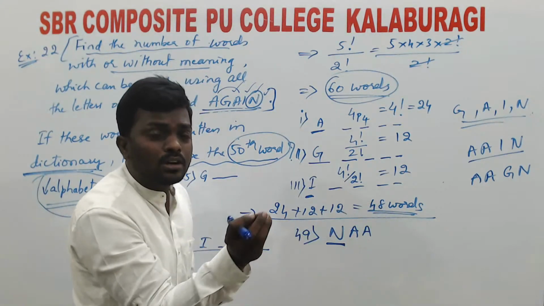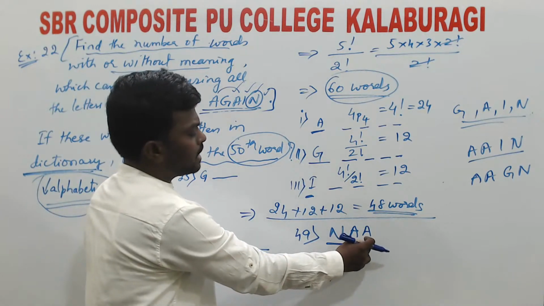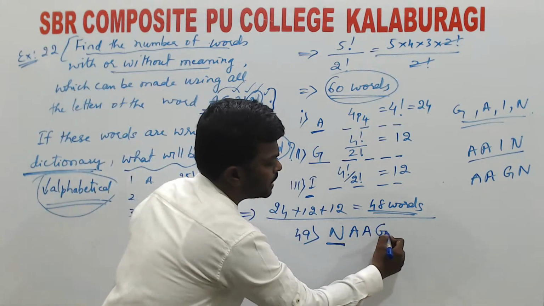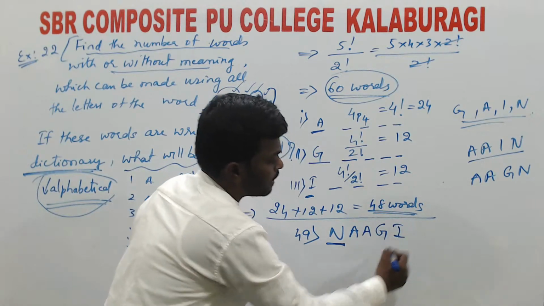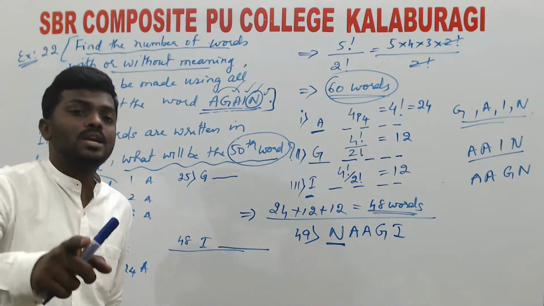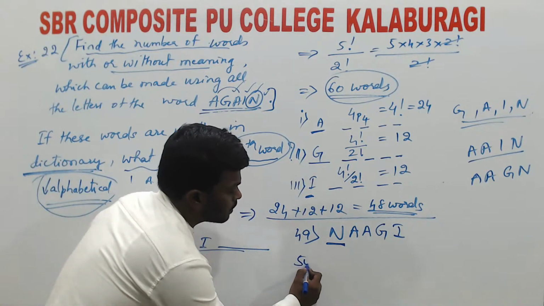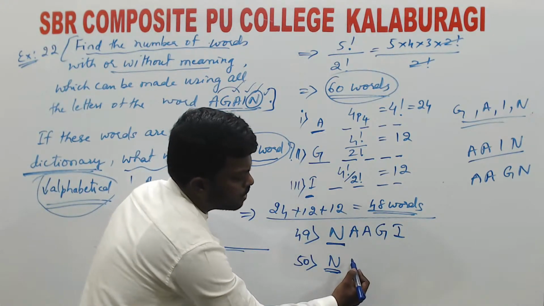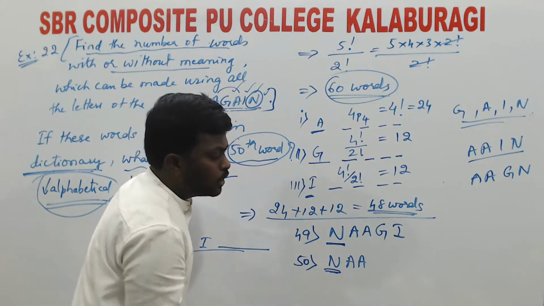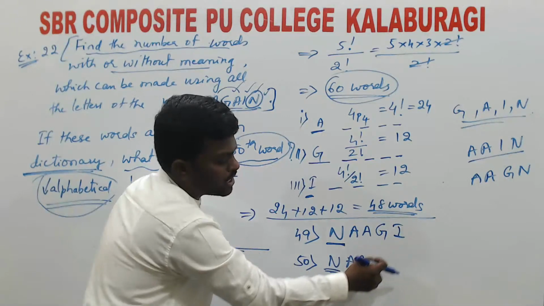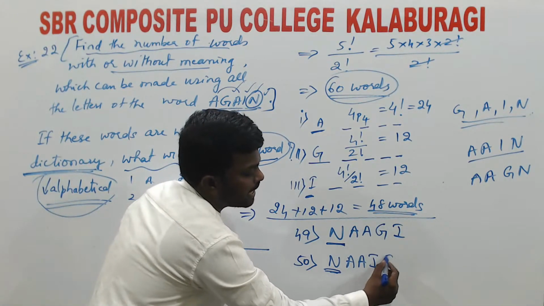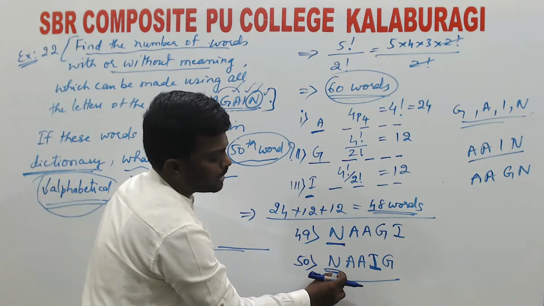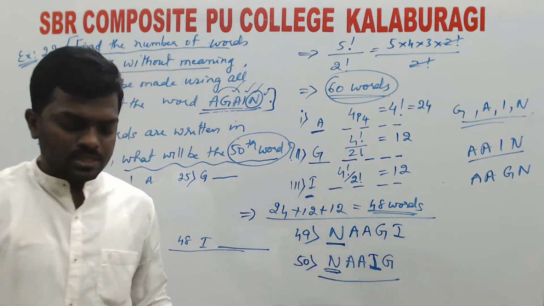But they are asking what exactly is the 50th word. So after A, which is to be arranged alphabetically in the dictionary, G, right? And then comes our I. So this is our 49th word. But students, they are asking the 50th word, right? So the remaining all will comprise N only, because all our letters are used now. So this will be again A only, right? So G is already used now alphabetically. So I will be used now. Okay. So hence our 50th word is, it doesn't have any meaning, Naig.